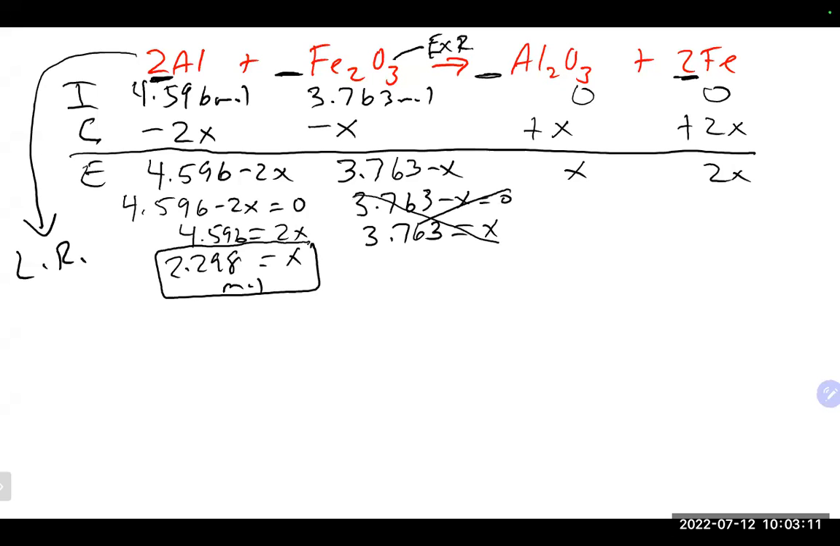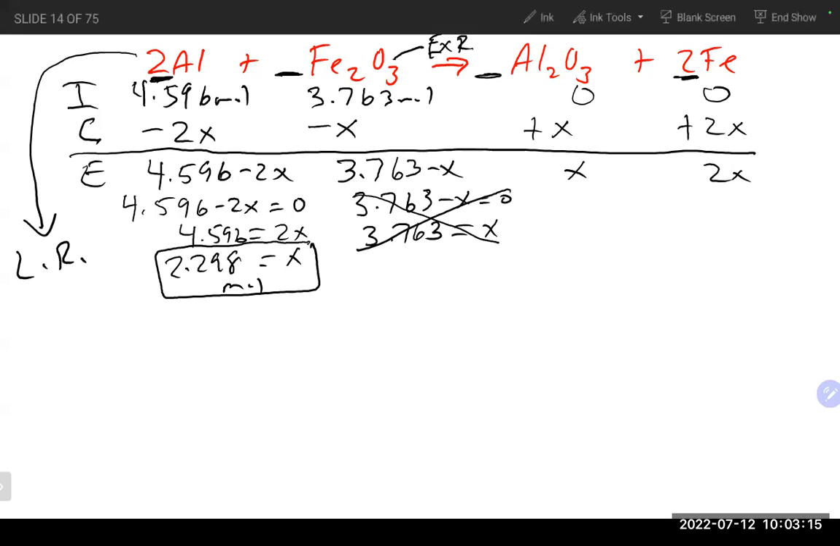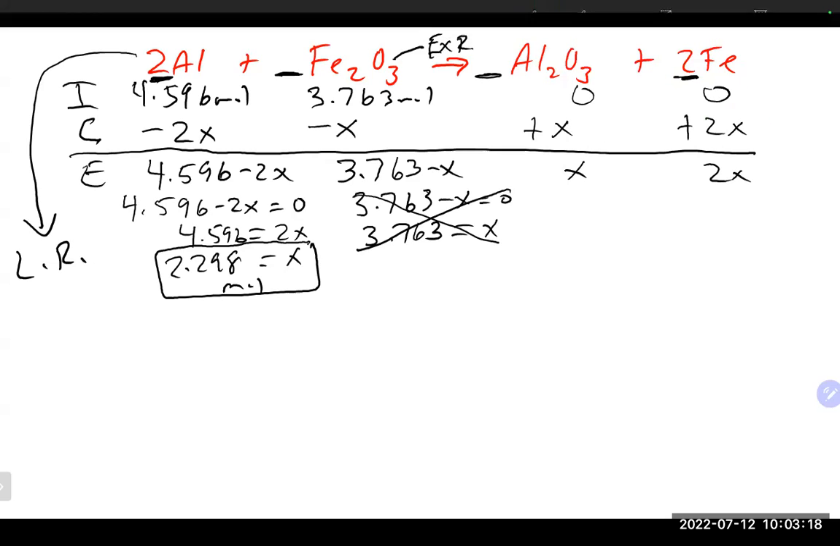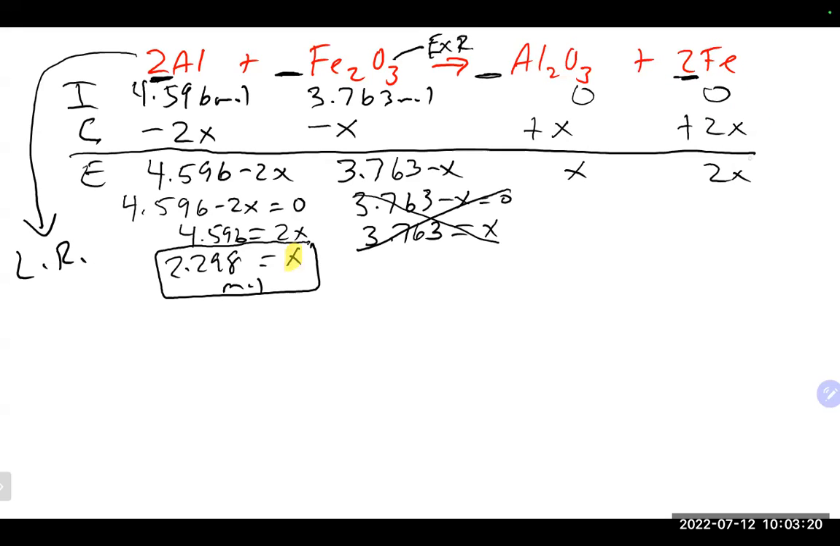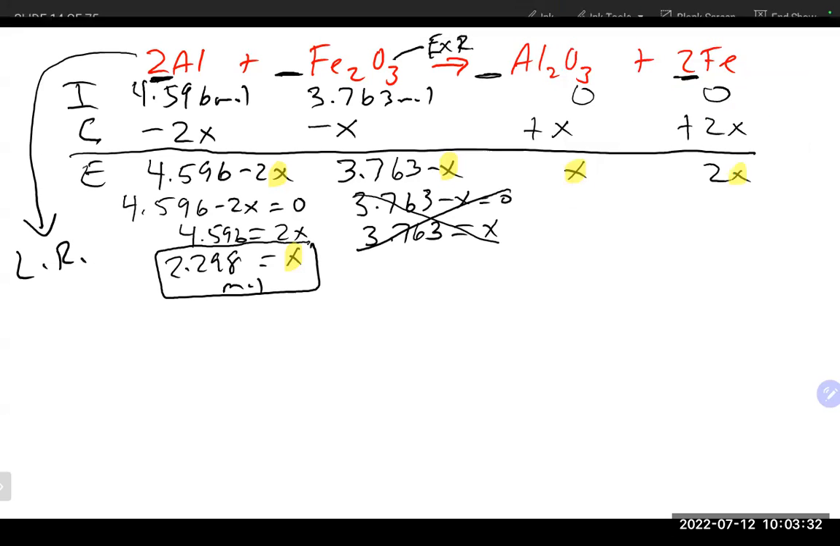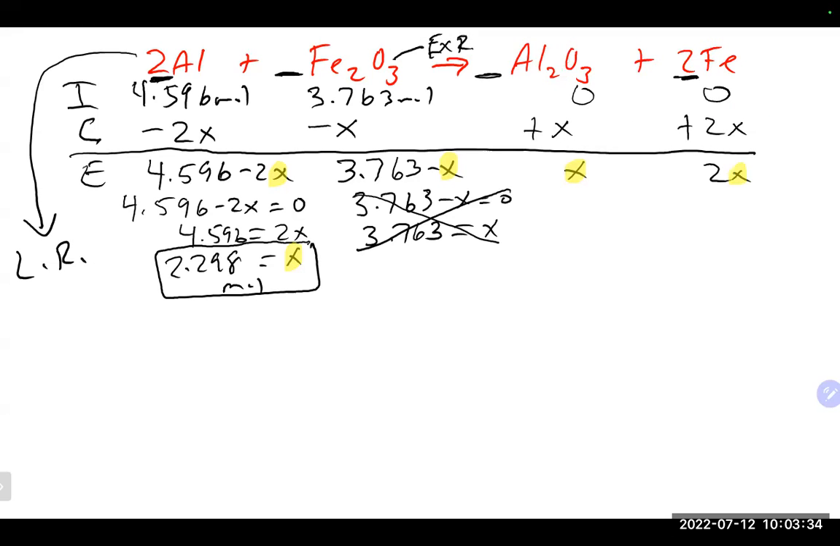So here's where this part is pretty good. We're going to get rid of these numbers because we don't need them, obviously, the two larger numbers. This X value that I just solved for is this X value in the table, this X value, and this X value. So it's all those guys at the end. So we will solve for what was asked for first, which was how much aluminum oxide. And we can see that the moles of aluminum oxide is equal to X, and that X is equal to 2.298 moles.